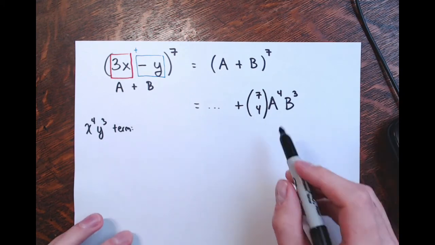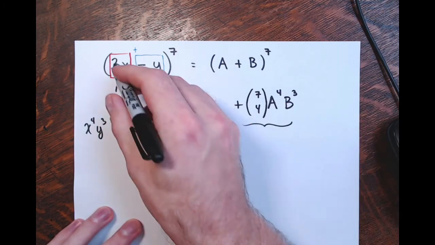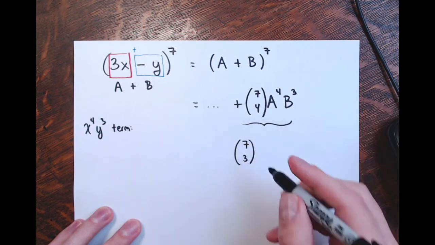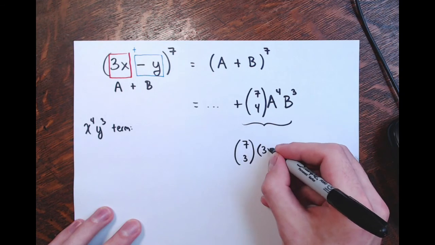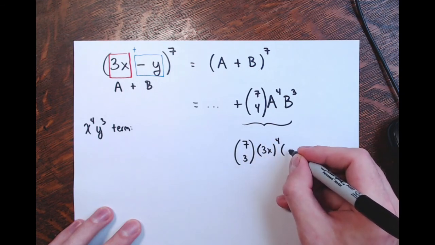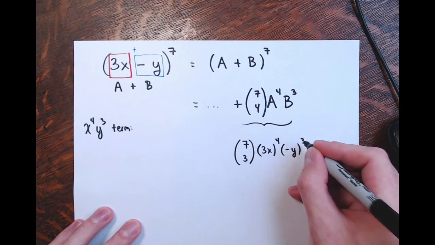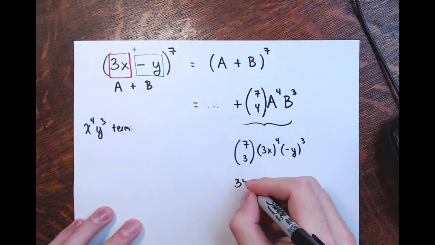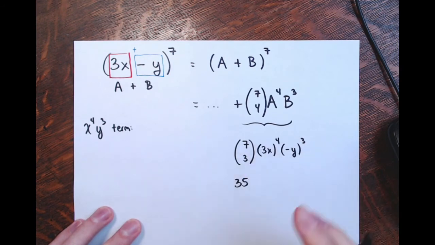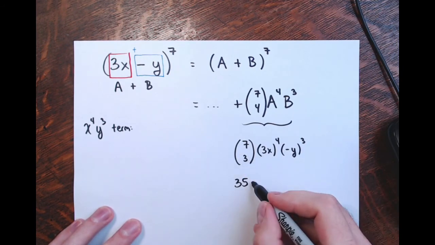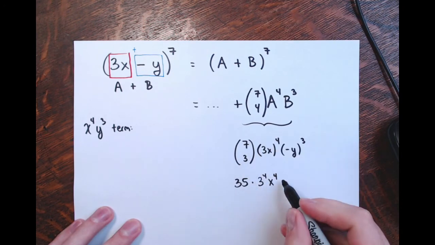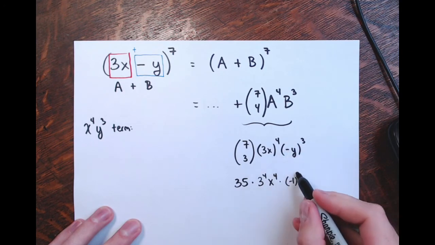Okay, so now I just go back and replace. What is a? A was the 3x. So this is 7 choose 3, 7 choose 4, doesn't matter, times a is 3x to the 4th times b is negative y to the 3rd. And then we'll multiply stuff. Now 7 choose 3 would be 35. And you can find that in the calculator or whatever. I just know these pretty well. And then times 3 to the fourth times x to the fourth, times -1, the coefficient to the third, times y to the third.